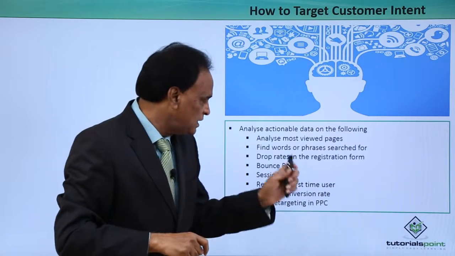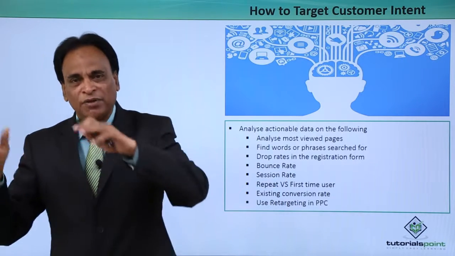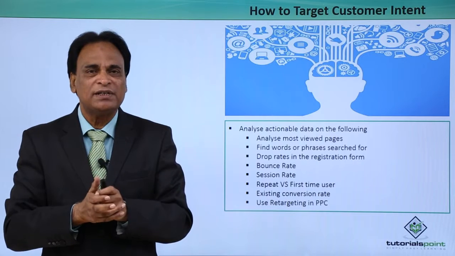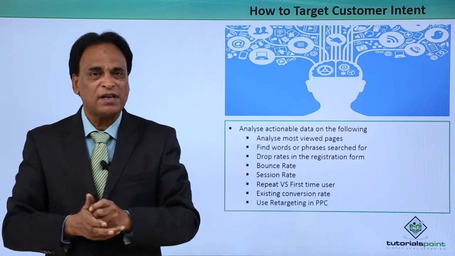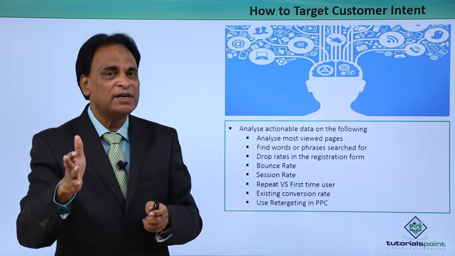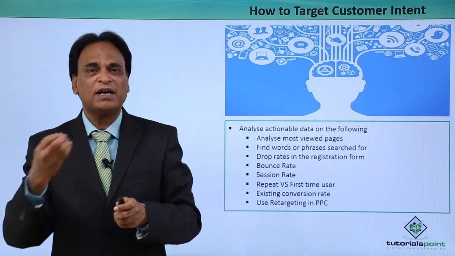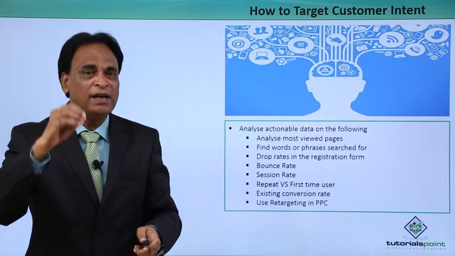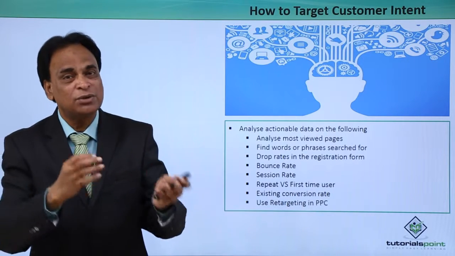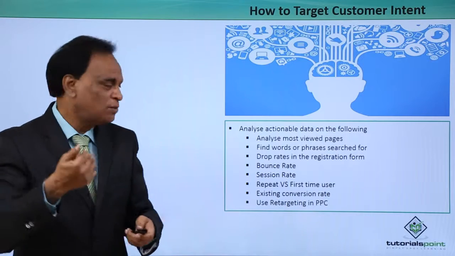Then you have the existing conversion rate. What is the existing conversion rate that you are getting on your website? The total amount of traffic that is coming to your website, the number of clicks happening, and what the conversion rate actually is. You can find out the conversion rate and determine what is lacking on the website so that you can go on improving the conversion rate.